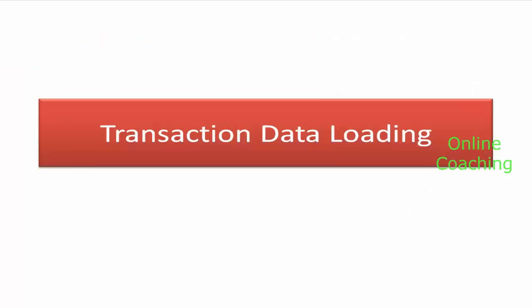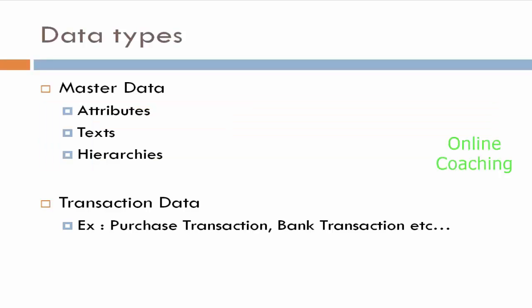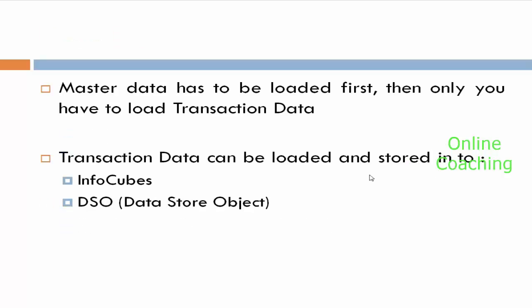For transaction data loading, we are going to use the key figures for loading transaction data from a flat file or from any type of data source, either SAP or non-SAP data sources. As we discussed in our previous classes, there are two types of data: master data and transaction data. The best practice here, rather than a mandatory rule, is that if you want to load transaction data, the master data should be loaded first. Why should we load the master data? What is the reason for this?